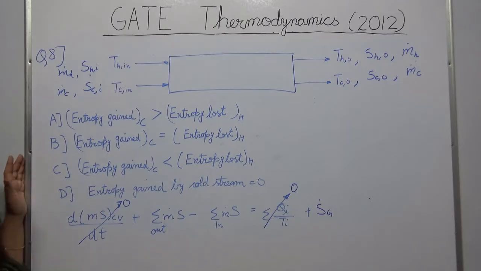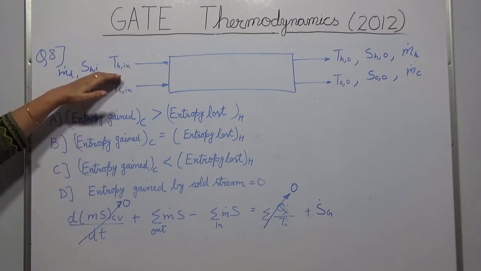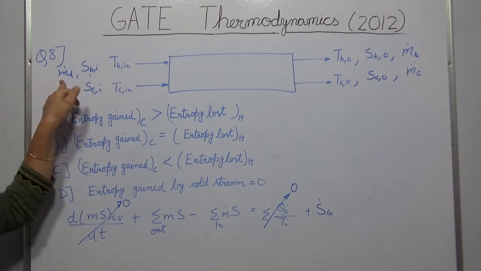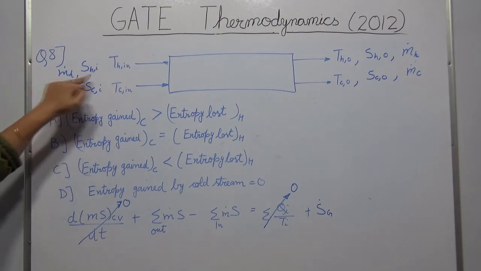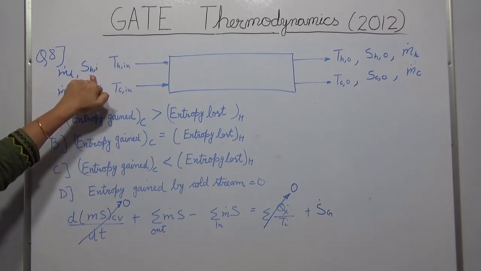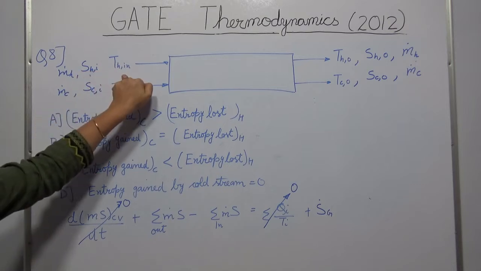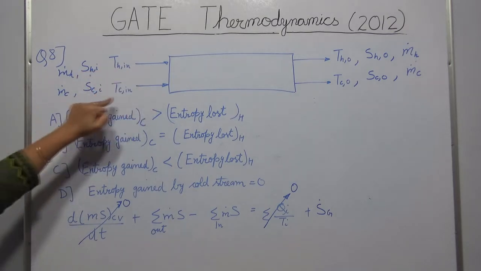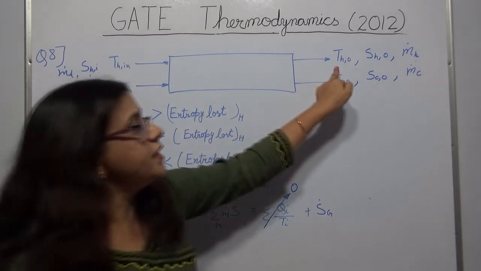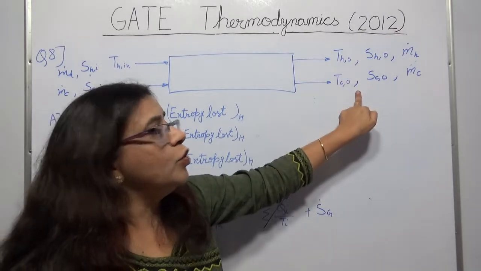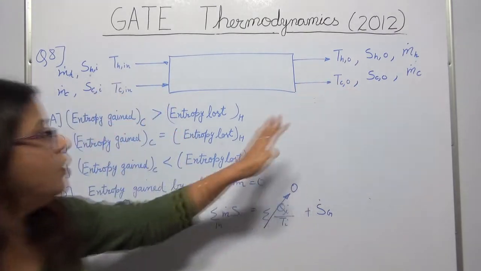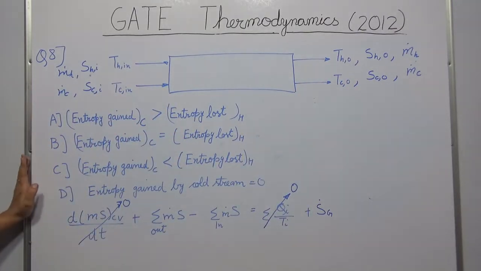The next problem which I am going to take involves a parallel flow heat exchanger. So you have a hot fluid which is going in at these conditions. This is my flow rate of the hot fluid. This is the entropy of the hot fluid which is going in. This is the temperature, and similarly you can see these are for the cold fluid. These are the conditions for the hot and the cold fluid which are going out.